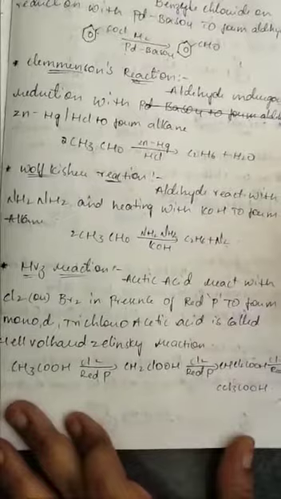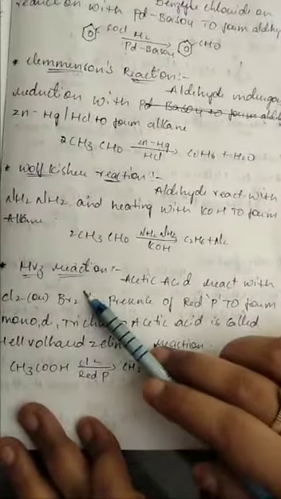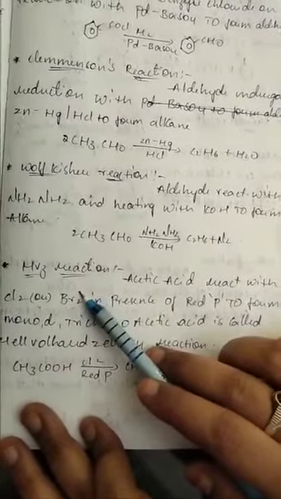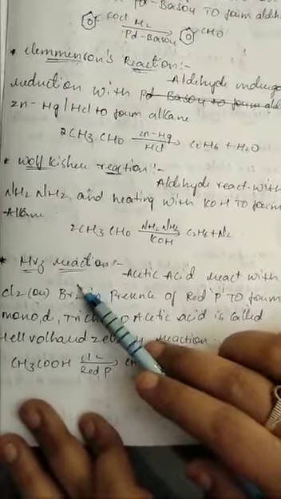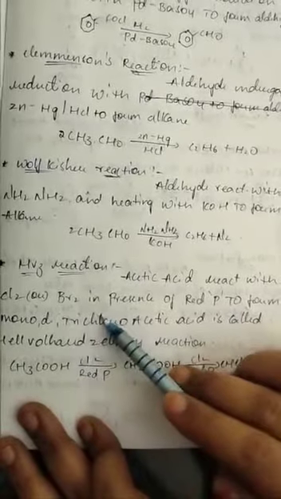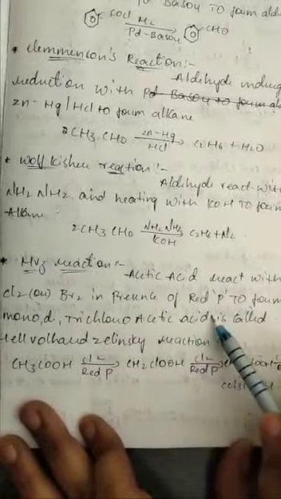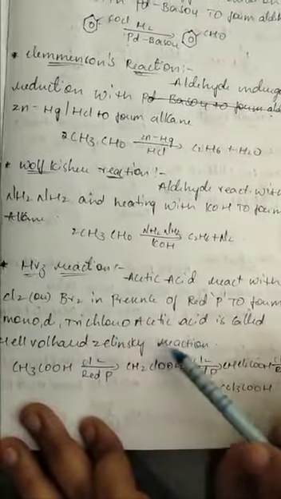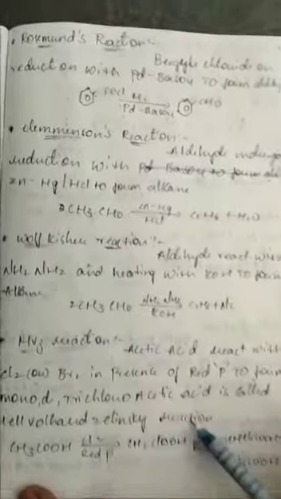Byproduct nitrogen. Next reaction, HVZ reaction. HVZ means Hell-Volhard-Zelinsky reaction. Acetic acid reacts with chlorine or bromine in presence of red phosphorus to form mono-, di-, and trichloroacetic acid, which is called the Hell-Volhard-Zelinsky reaction.